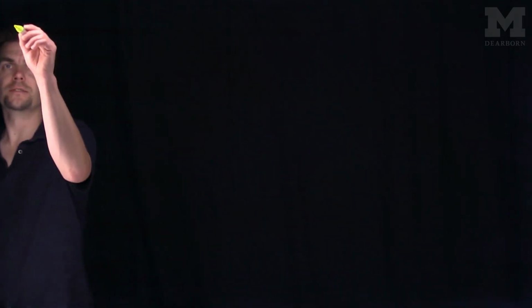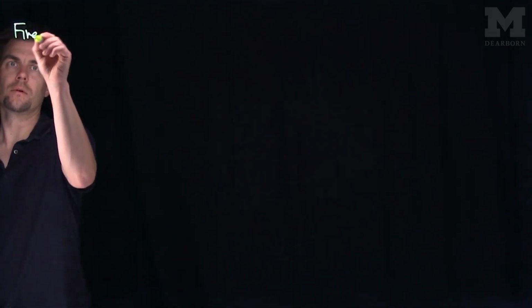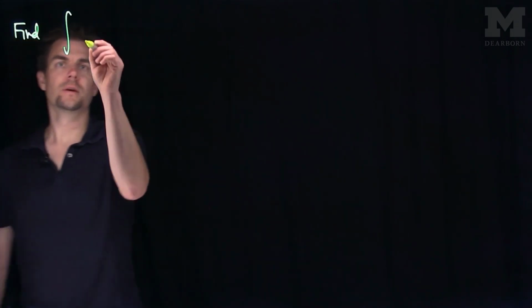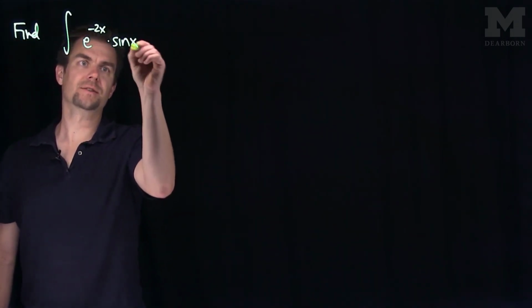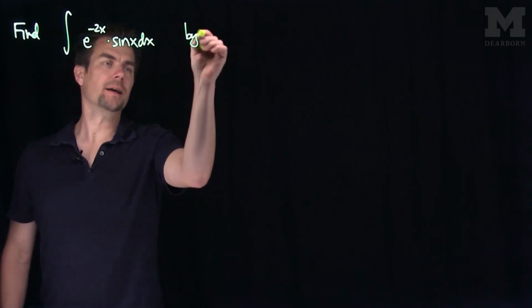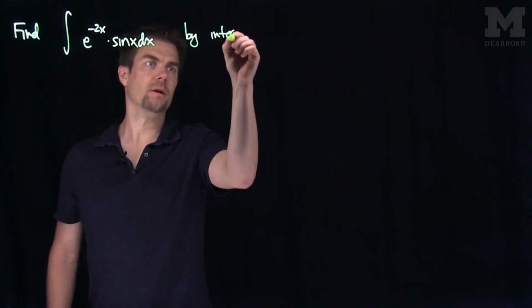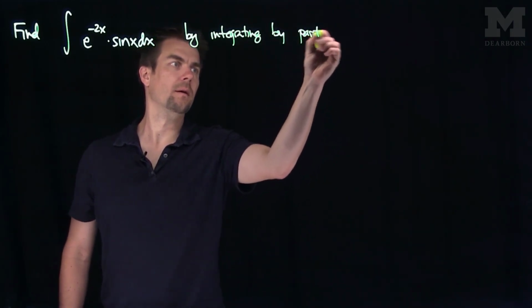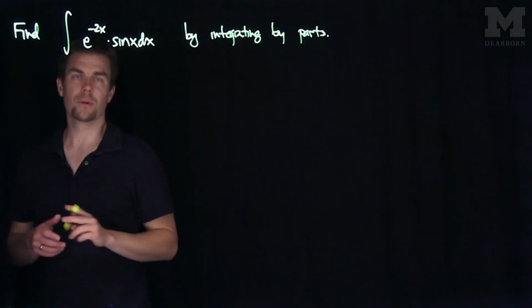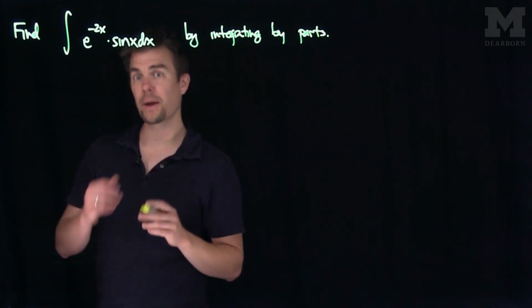Hello students, in this video we'll see an example where you have to integrate by parts multiple times and form a recursion relationship. So let's find the integral of e to the negative 2x times sine of x dx by integrating by parts. This is a problem where we're going to experience cyclic behavior.